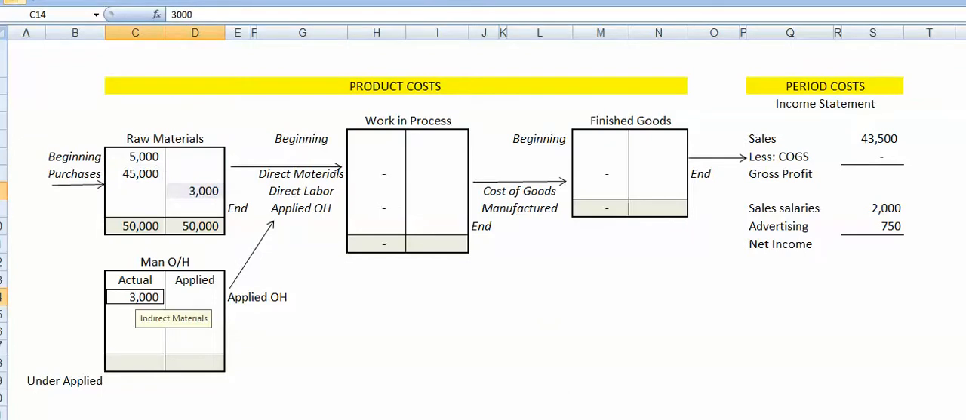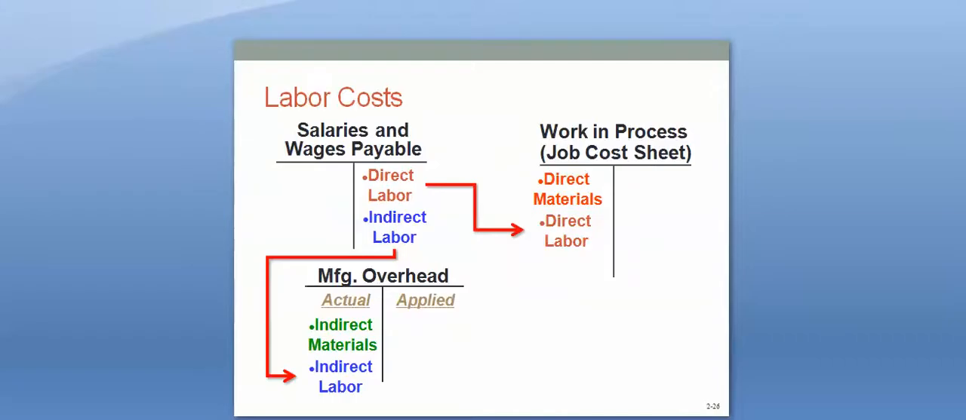There's the issuing of indirect materials. They will be a credit to raw materials and a debit to manufacturing overhead. And our direct materials will be a credit to raw materials and a debit to work in process. Labor costs will end up crediting salaries payable or wages payable, and direct labor, recall, flows directly into work in process, and that will be a debit to work in process. And indirect labor will flow directly into manufacturing overhead as a debit.